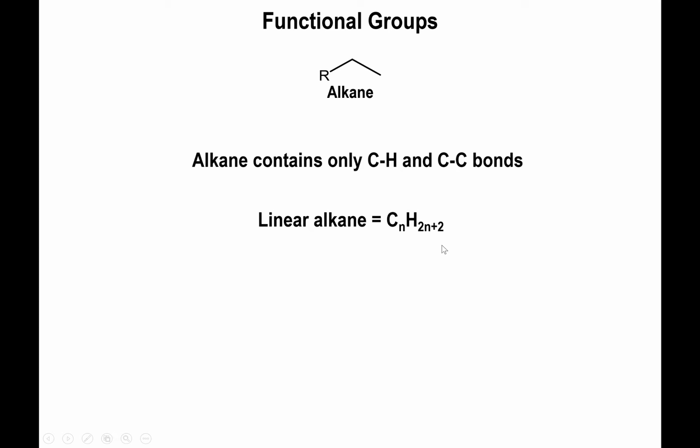This is actually a formula that we use a lot in the determination of unknown compounds, and we'll talk about that later in the class. But it'll be useful for you to get used to remembering this formula, CnH2n+2. That's the maximum amount of hydrogens any organic compound could have.